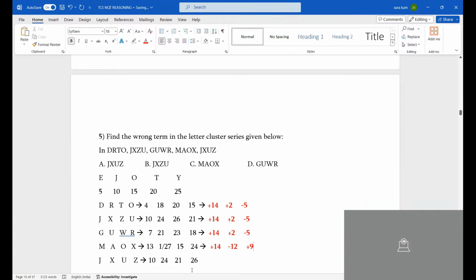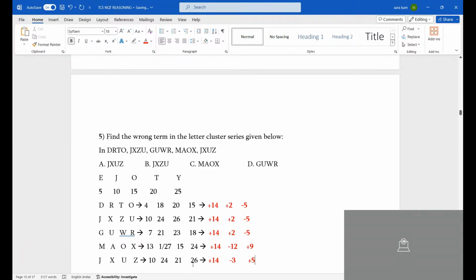And JXUZ, let's see what happens with JXUZ. For J, it is 10. For X, it is 24, right? From 10 to 24, it is plus 14. From 24 to 21 is minus 3, right? So, 14 minus 3. And from 21 to 26, it is plus 5. So, I think you could see what is wrong here. 14, minus 3, plus 5, right?